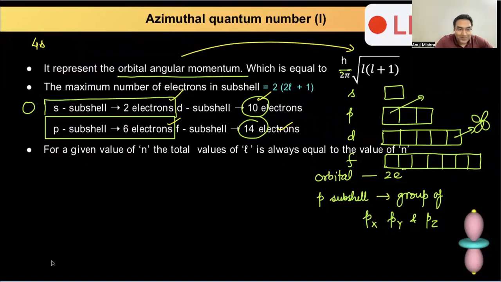Many of you are typing 0. May I ask why it is 0? It is 0 because root of L into L plus 1 itself is 0, because L is 0 for it. In the last class, we discussed that wherever you have s, its L value is 0. And if L is 0, everything is 0. Your answer becomes 0. Clear? So can I say for any s orbital, be it 4s, 3s, 2s, 1s, or 5s, the value of orbital angular momentum is going to be nil or 0.